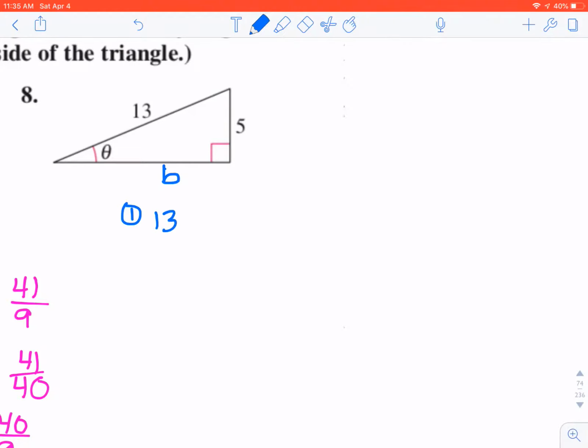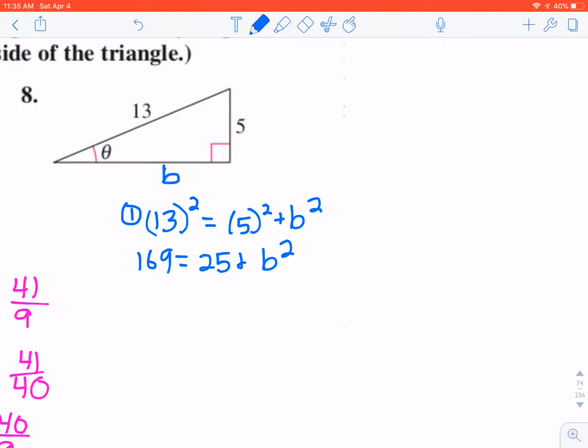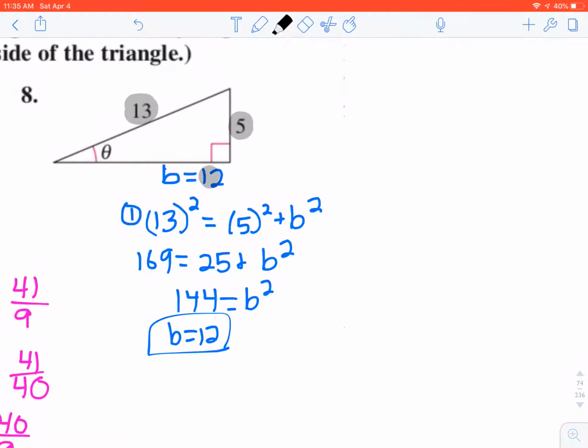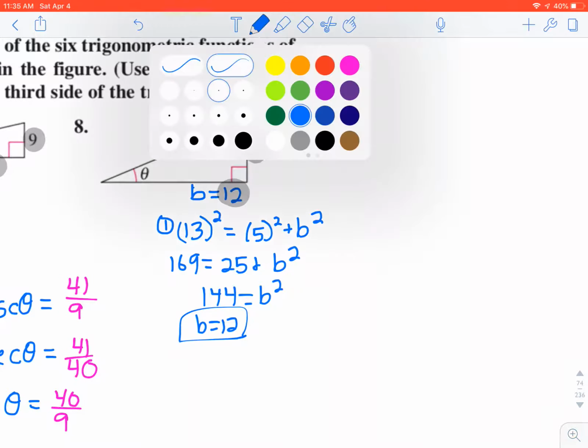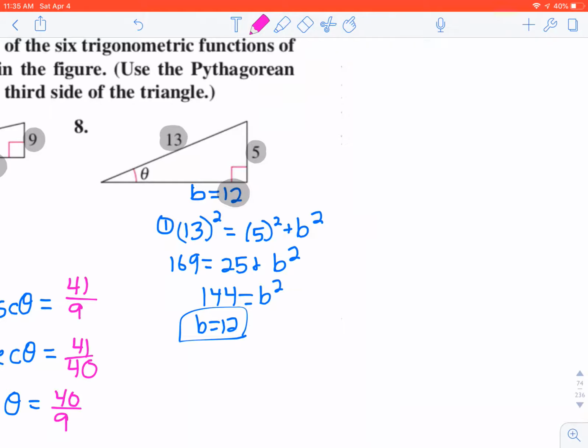Remember, c squared equals a squared plus b squared. So 13 squared equals 5 squared plus b squared. So 169 equals 25 plus b squared. Subtract your 25, so we have b is 12. I'm going to fill that in. So the three sides we're using are 5, 12, and 13. Once you have your sides, it's easy to set up your ratios. So I'm going to go over here, step 2.